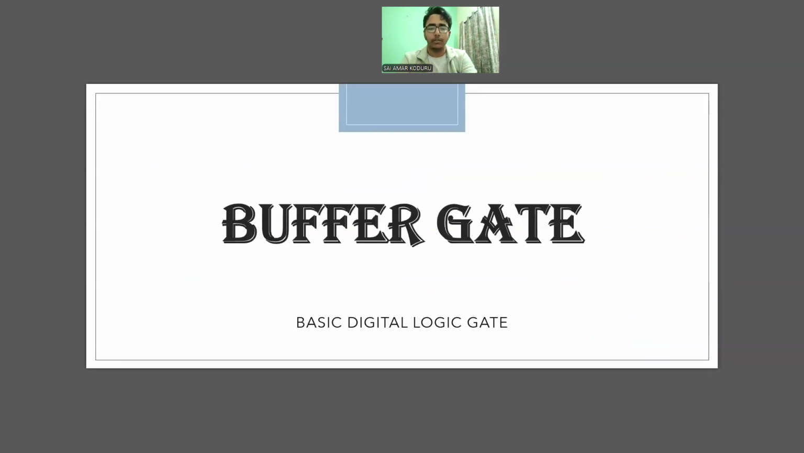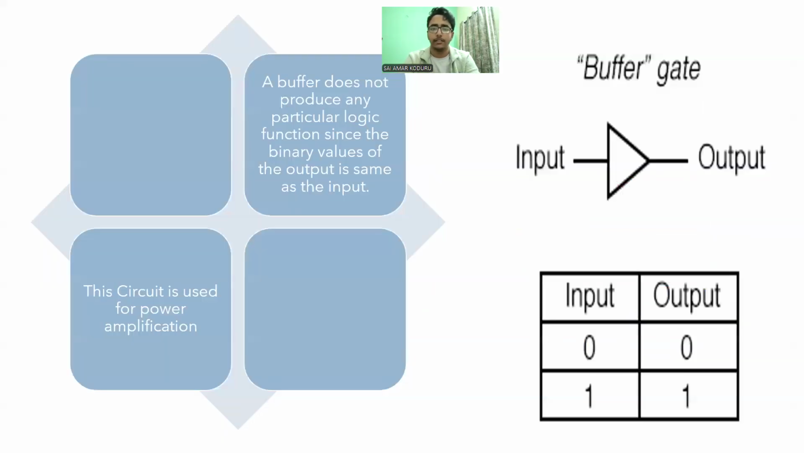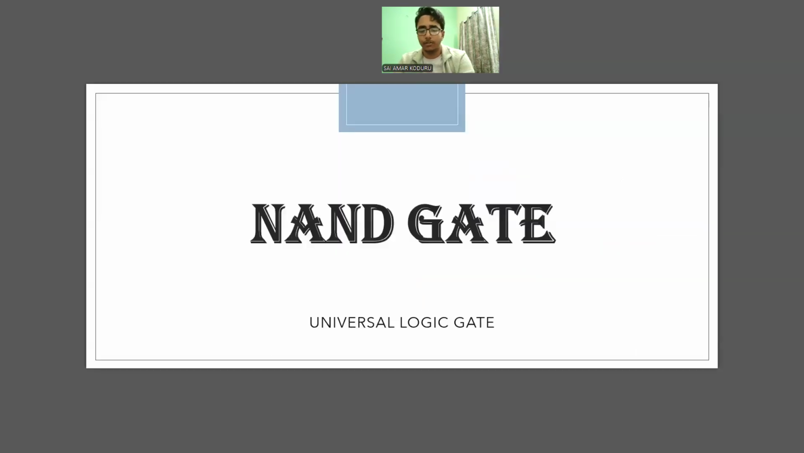Buffer gate. It is also one of the basic digital logic gates. A buffer does not produce any particular logic, and this circuit is used only for power amplification purposes. Suppose you give an input 0, then the output for the buffer gate would be 0. If you give 1, then the output would also be 1. Its only purpose is power amplification. That's it for the basic digital logic gates.